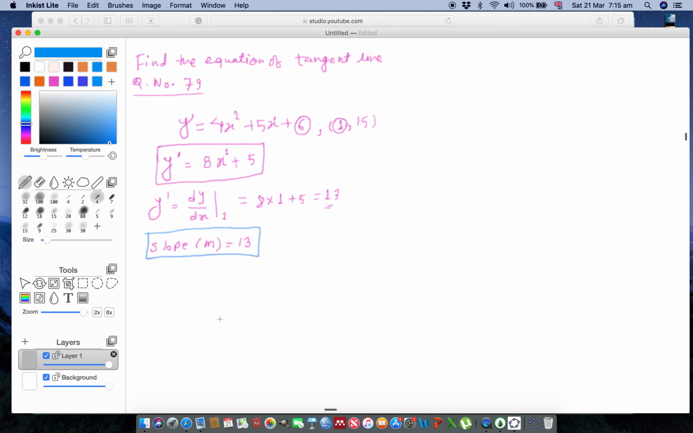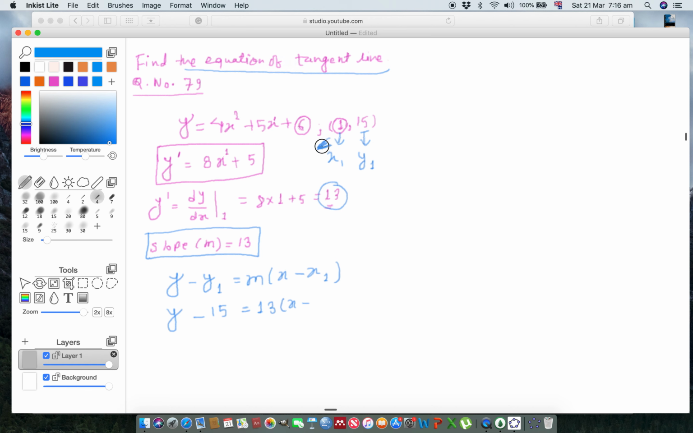Now we have to find the equation of the tangent line. For that, we use the equation form y minus y1 is equal to slope m times x minus x1. This is the equation form. Here y1 is 15 and x1 is 1. So y minus 15 is equal to the slope we found, 13, times x minus x1, where x1 is 1.